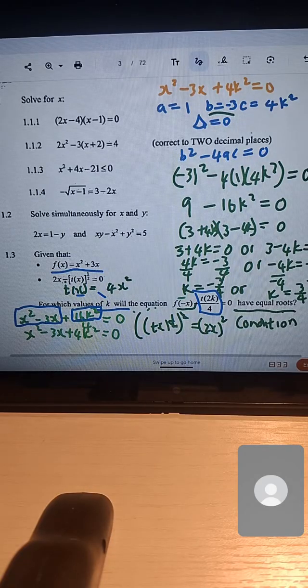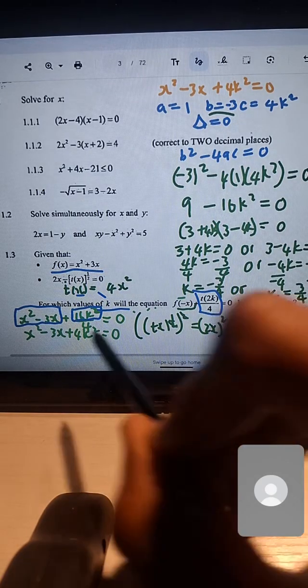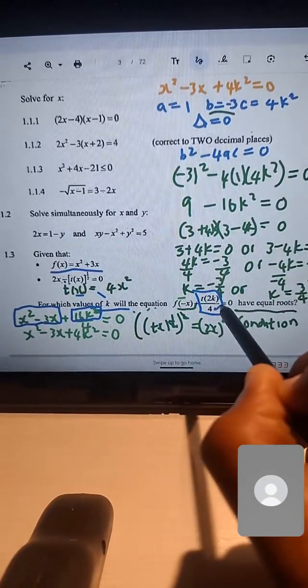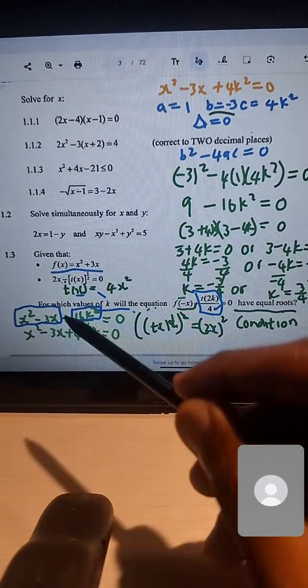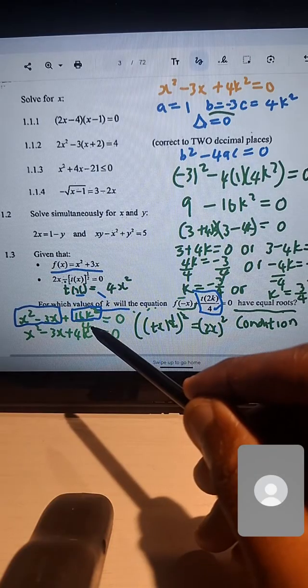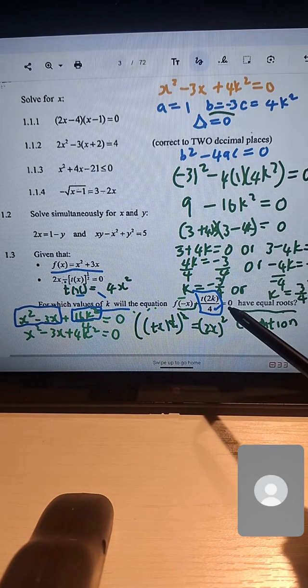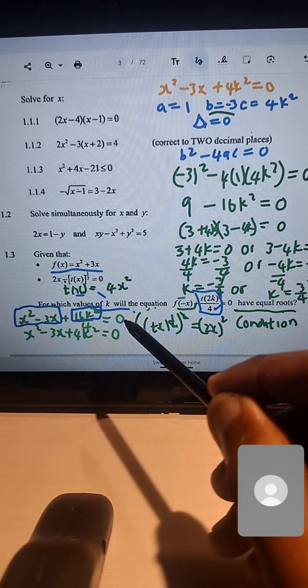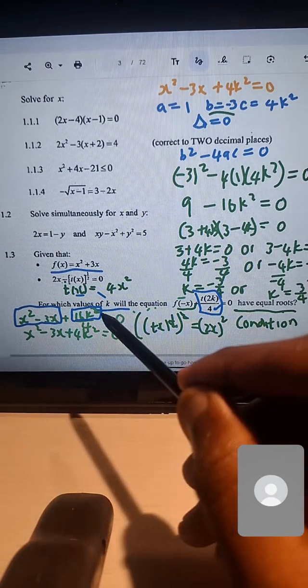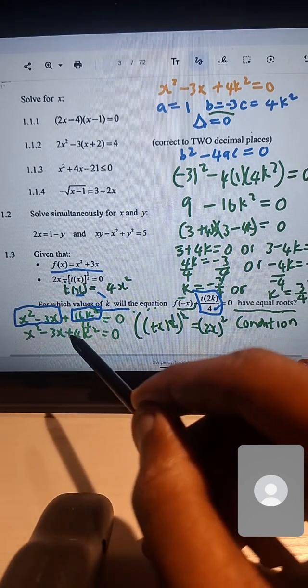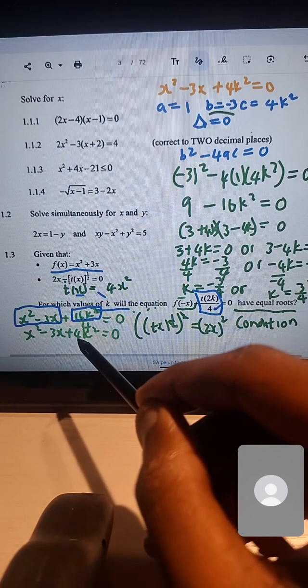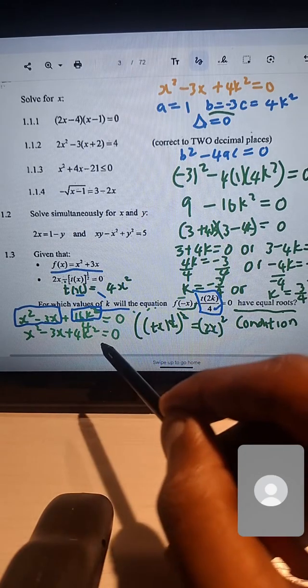But then all of that you are going to divide by who? By 4, which is there. And then that's equal to what? To 0. You simplify this now. x squared minus 3x plus 16k squared divided by 4 is 4k squared. Exactly. So this is your equation.